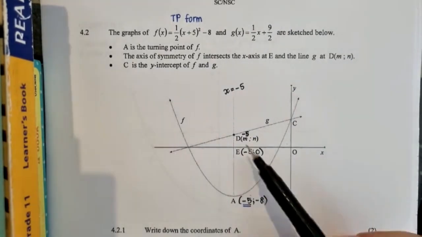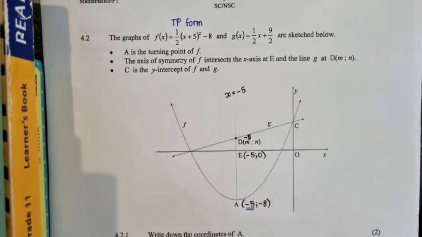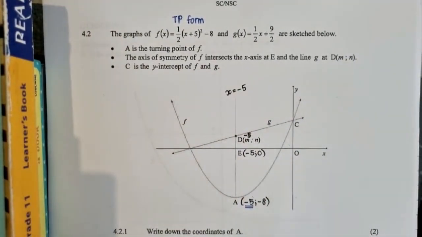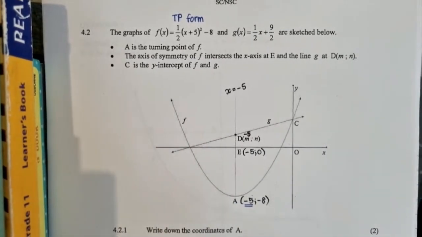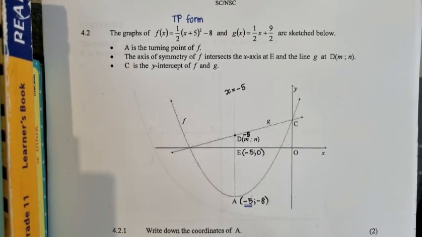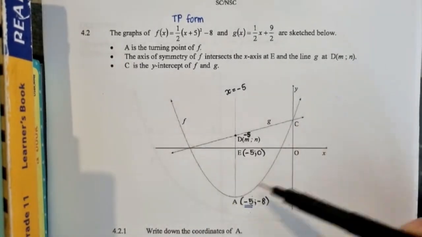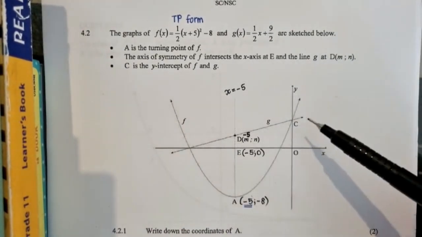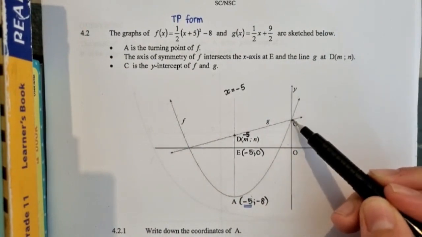And if they're writing something in terms of M, they're probably going to ask us further down, what is the value of M? What is the value of N? We've already identified that M is -5. Then the last bit of information that they've given us here is that C is the y-intercept of F and G. So C, this point, is the y-intercept of the parabola, which is F, and it is the y-intercept of the straight line, which is G. It's actually a point of intersection of both of them, but it is the y-intercept.